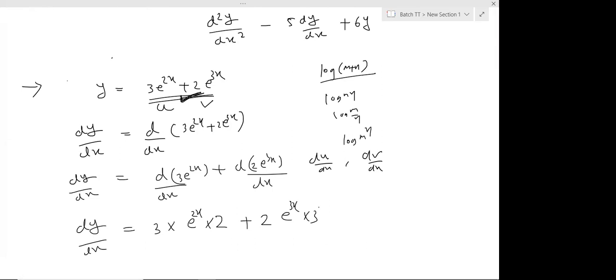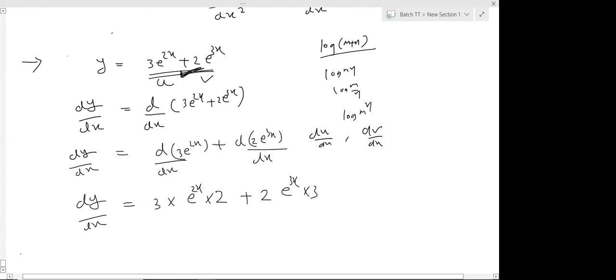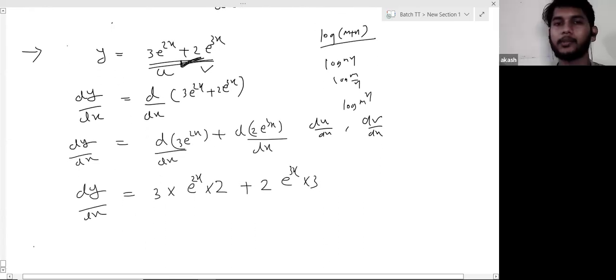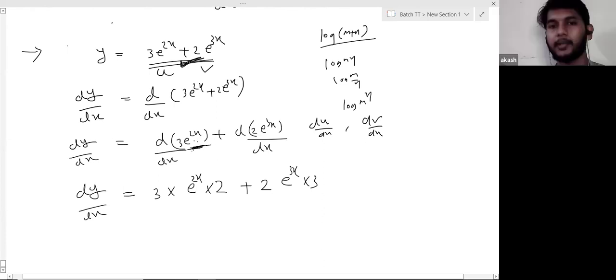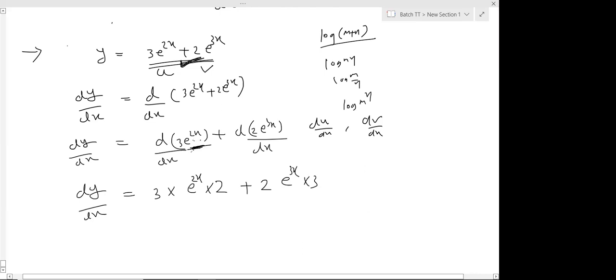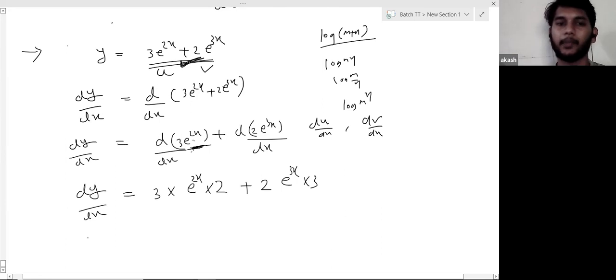Can you explain again, how did we get 2 after e raised to 2x? Remember that chain rule. Differentiation of e raised to the power x is e raised to the power x, but we have 2x, so this whole idea, right? Differentiation of 2x is 2 into 1. Got it, got it.